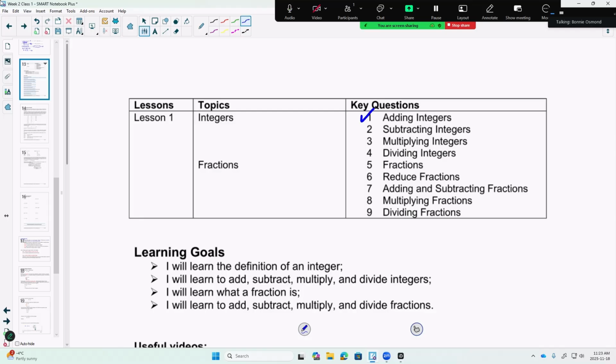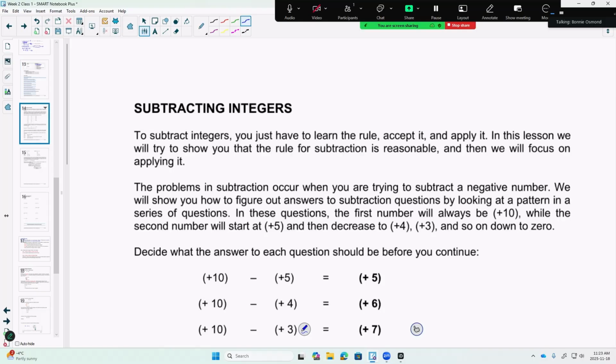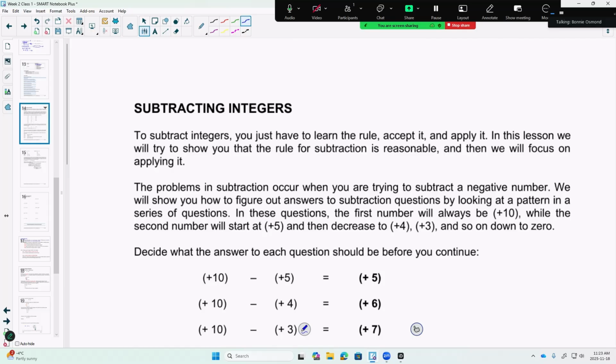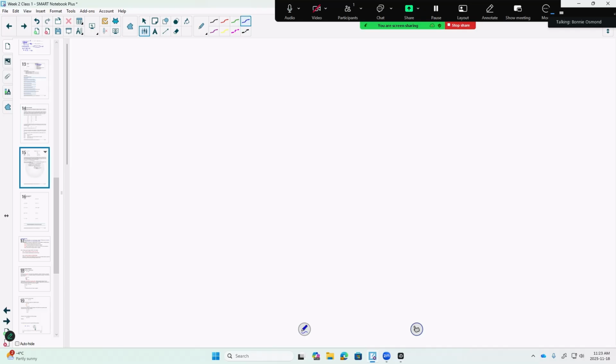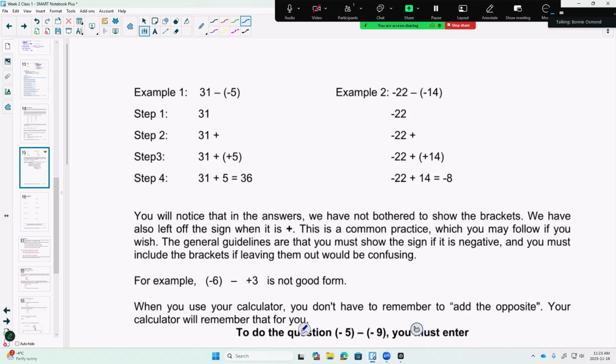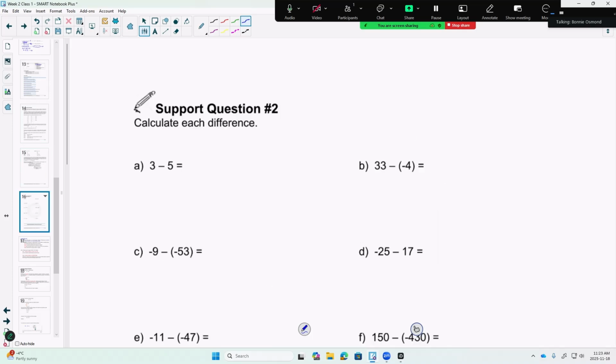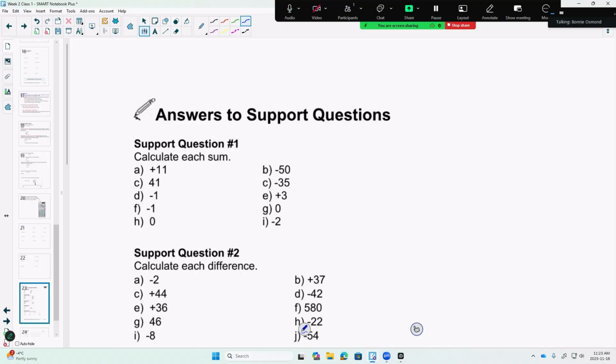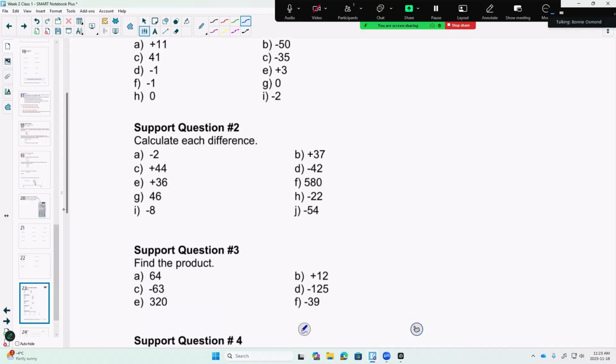Okay, so we did adding integers. Today we're going to look at subtracting integers. So in your lesson, beginning on page 9, is some information on subtracting integers. Pages 9 and 10 have information on how to subtract and examples, and then page 11 is your support question number 2. Again, do the support question, go to the end, check your answers to the support questions.